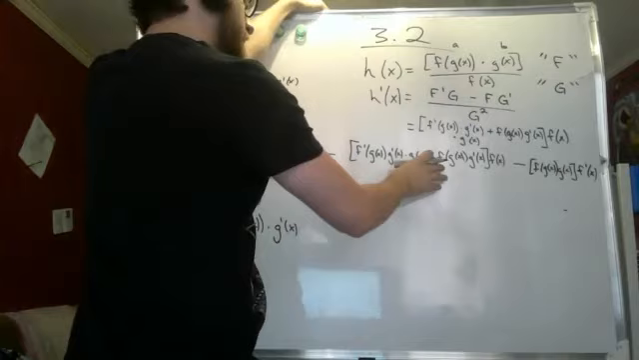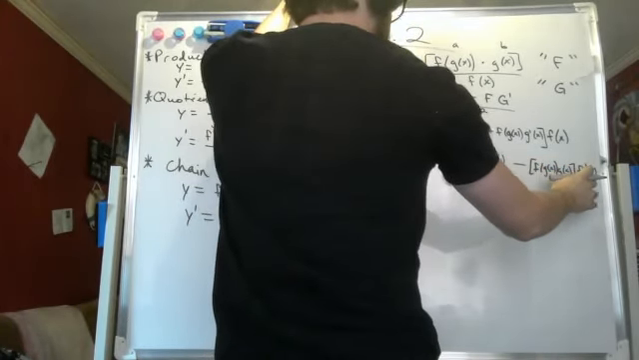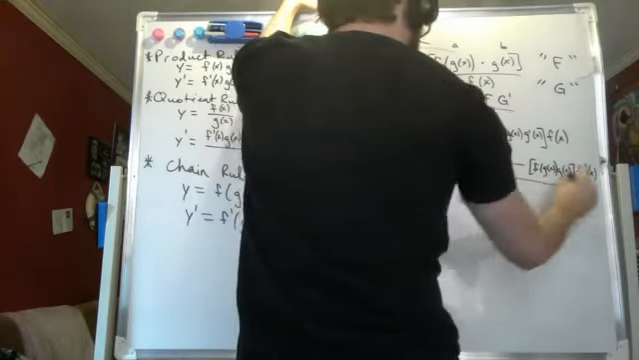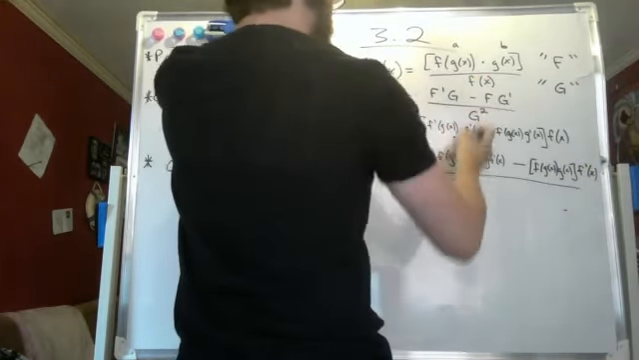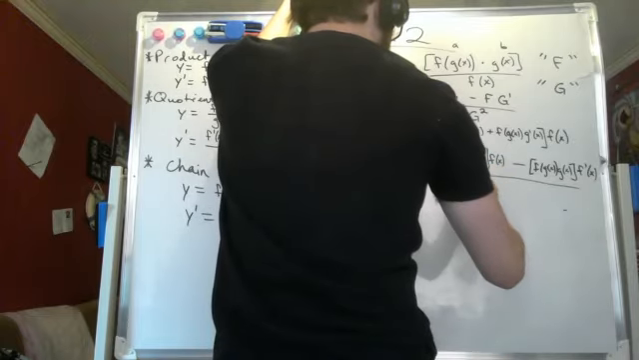And there we got it. We got big F prime times big G minus big F times big G prime, all divided by big G squared, which is what? f of x squared. And there you have it.